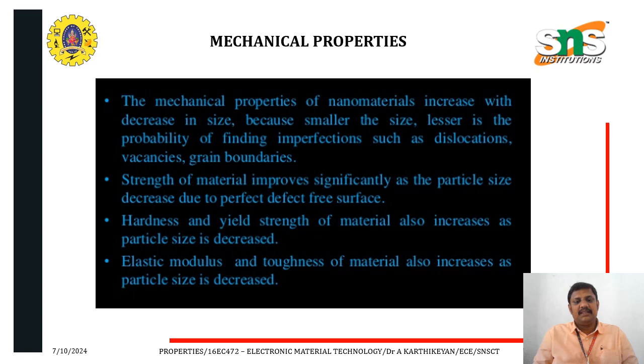And the strength of the mechanical properties improves significantly as the particle size decreases, and also the defects in the free surface decrease. Hardness and yield strength of materials also increase as the particle size decreases, and also the elastic modulus and toughness of the material increase as the particle size decreases. So these are the main mechanical properties.